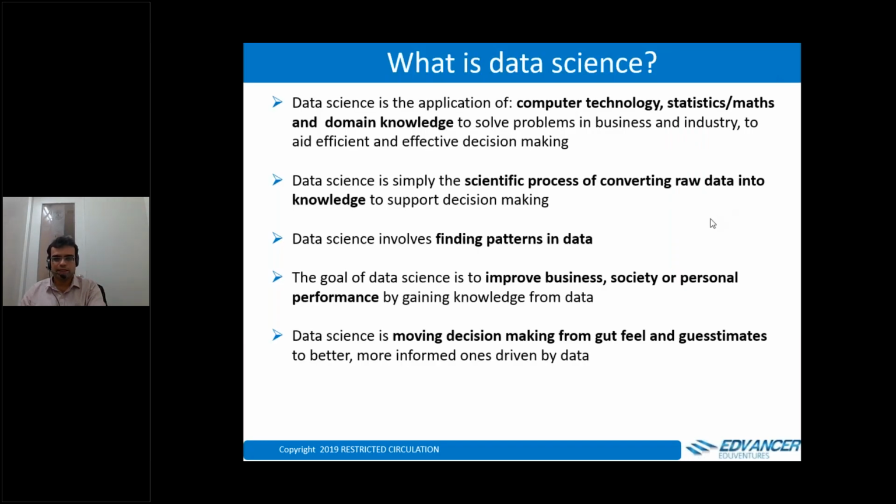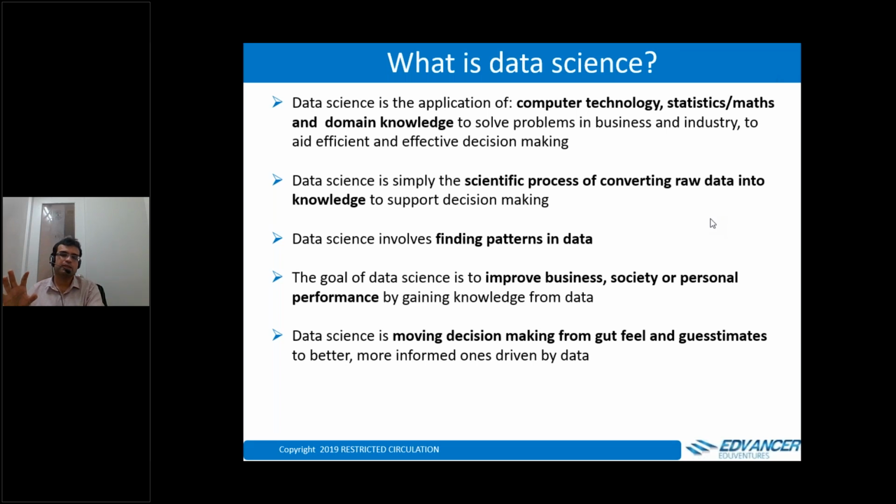So data science is the application of computer technology, statistics and mathematics, and domain knowledge to solve problems in business and industry to aid efficient and effective decision making. Now, that's quite a long definition, so let's break it down into various parts. What is data science? It's the application of three things: computer technology.